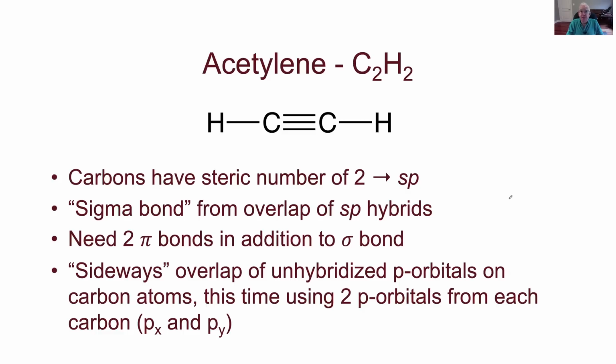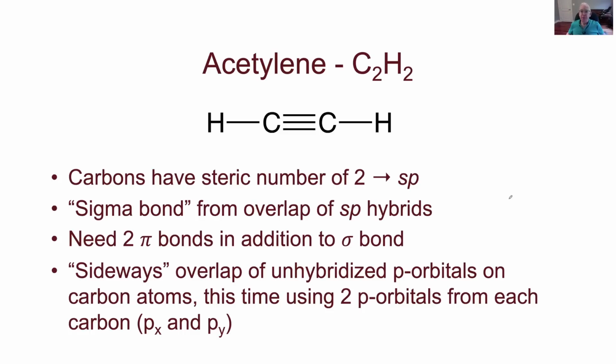The simplest carbon-based molecule with a triple bond in it would be acetylene, that's C2H2. So my two carbon atoms now have a triple bond between them. Each carbon atom is attached to two other atoms, a hydrogen and the other carbon. That means they have steric number 2, which means they get sp hybrid orbitals. Sp hybrid orbitals point 180 degrees apart from each other, so they're in a linear arrangement. That means this whole molecule is going to be linear. All 4 atoms are on a line.